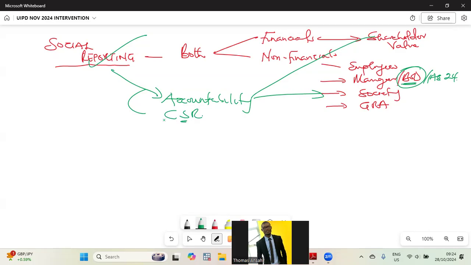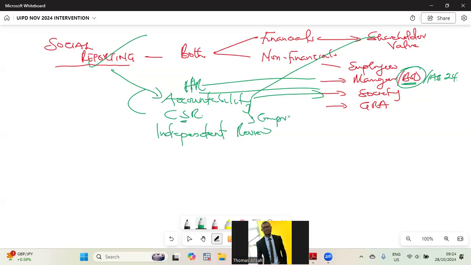And not only that, do you know that as an entity, your HR department, that thing you do, staff day out, and all those things, they are part of the social activities that you are doing. So you do all these things, you let an independent reviewer review it. So we need to get a comprehensive report by an independent reviewer. There has to be a comprehensive report on that.